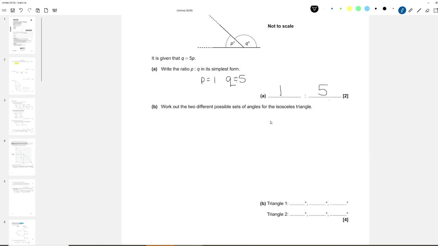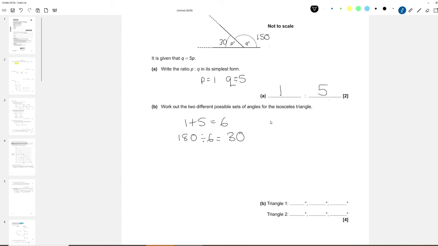Now with B, it says work out 2 different sets of angles for the isosceles triangle. So I need to work out what P is first. So to work out what P is, I would do 1 plus 5, which is 6, and I'd do 180 divided by 6, because that's how many total parts there are. The reason why I got 180 is because angles on a straight line add up to 180. So 180 divided by 6 is 30. So I know that P is 30, Q is 150.